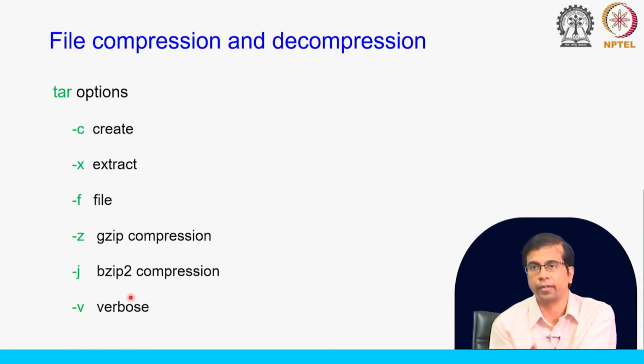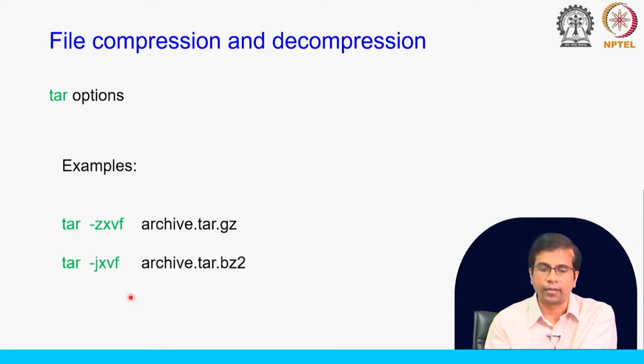If you want to create this gzip compressed archive, we use this -z option, and there is another type of compression which is called bzip2 compression in Linux. For that we use the -j option. And sometimes we also use this -v option, which means the command will tell us what it is actually doing. It will give a step by step process of what is going on.